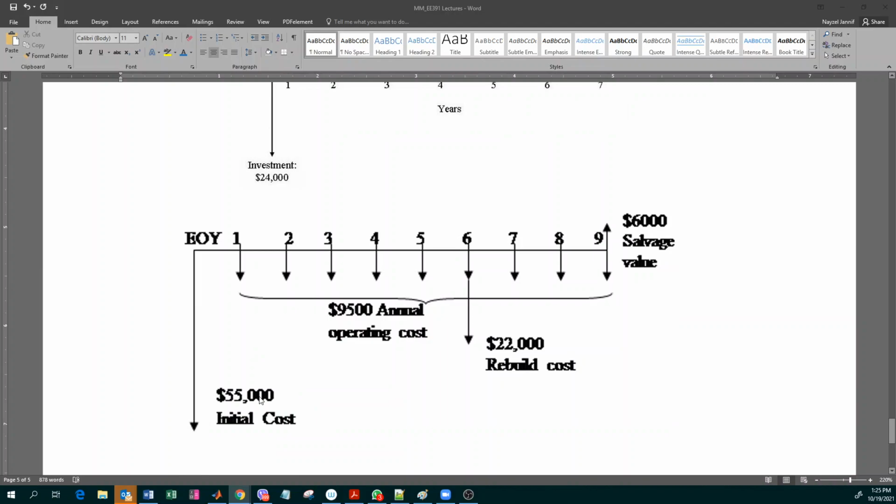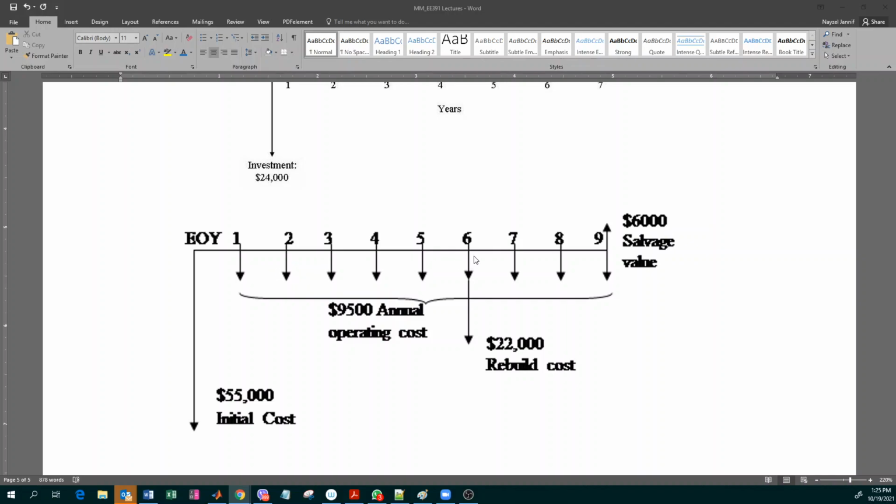Okay, let's look at this particular timeline or cash flow diagram. Let's say this is some type of machinery which you are operating, a pump to pump water. The original cost was 55,000. And obviously, when you were using that pump, you had to use petrol or something like that, so your annual operating cost is $9,500 per year.